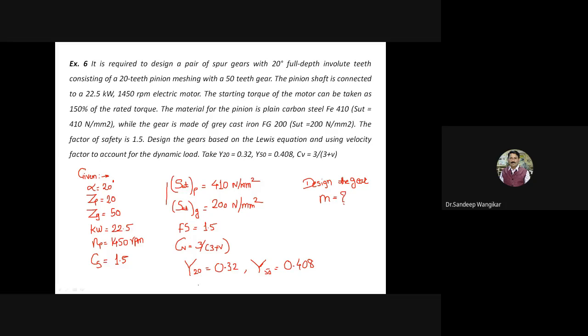Y also is given only for the pinion. If the materials are the same, we generally say that the pinion is weaker than the gear. For this case, the material is different, therefore we have to decide first whether we will go for pinion or for gear. And after this decision, all the further things will be the same. So we have to calculate module, face width, the dimensions.